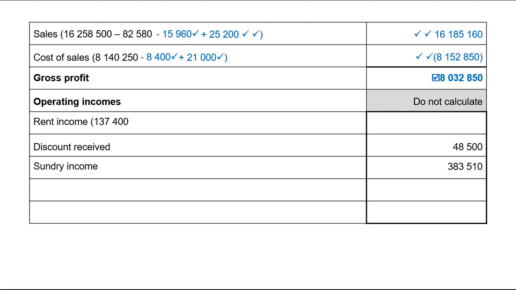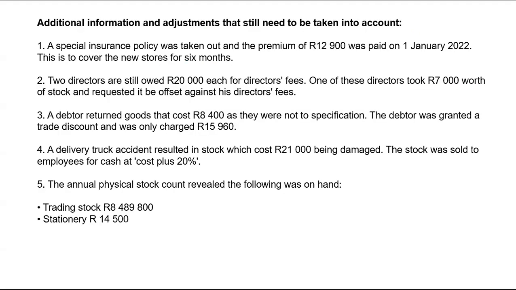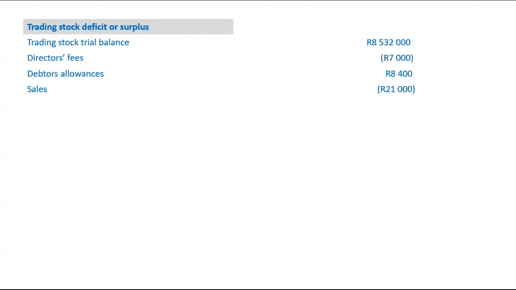Now, according to the physical stock count, our trading stock amounted to 8,489,800. Physical stock count is done at the warehouse. All right. And what we have in our books might be totally different to that, because in our books we had 8,500,000 and something, and we adjusted it for goods that were returned. We adjusted it for sales. We adjusted it for the director taking trading stock.